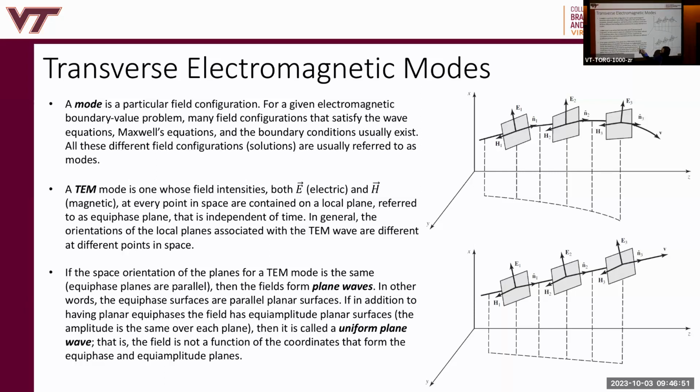Then the fields form what are called plane waves. In other words, the equiphase surfaces are planar surfaces. If in addition to having planar equiphases, the field has equiamplitude planar surfaces, then it's called a uniform plane wave. Maybe I should say a little more clearly. These TEM modes have equiphase planes, so they have constant phase in those planes, but the amplitude doesn't necessarily have to be constant.